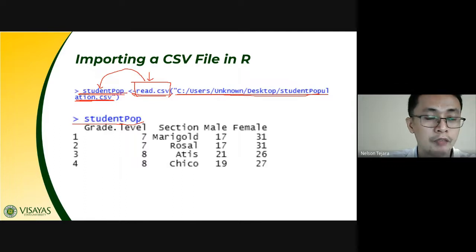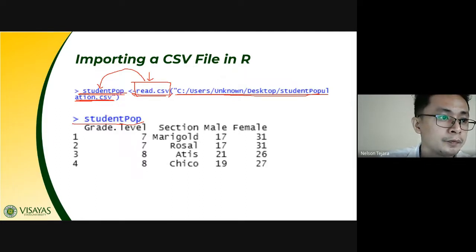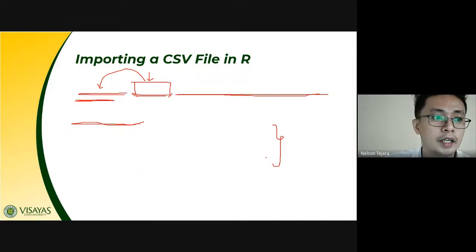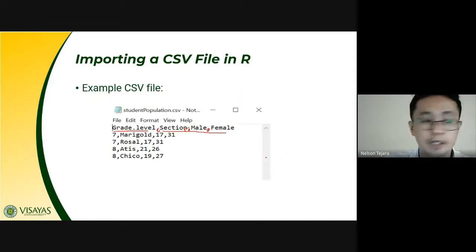And then if you want R to display what the contents are which your student pop variable holds, you will just have to type its name. And then after pressing enter, you can see this data. So these are data taken from this CSV file that we have.